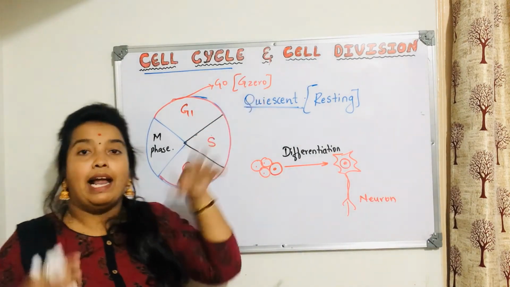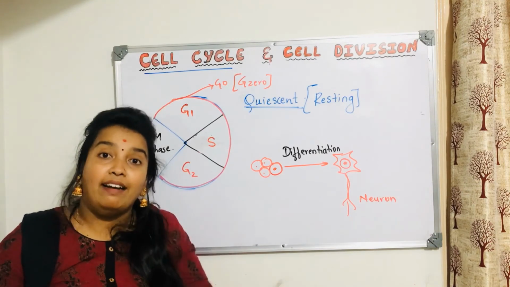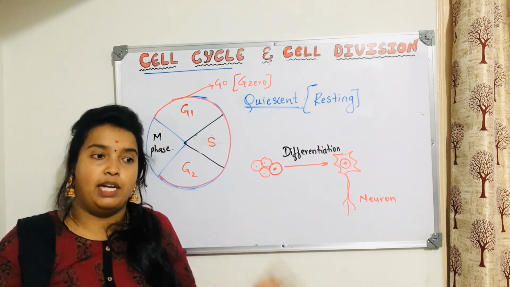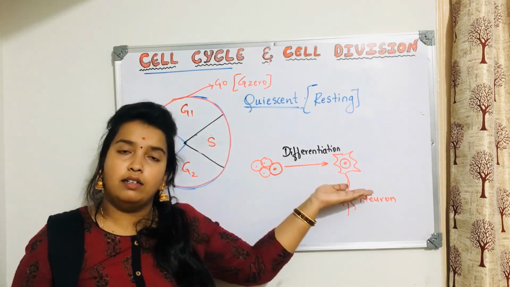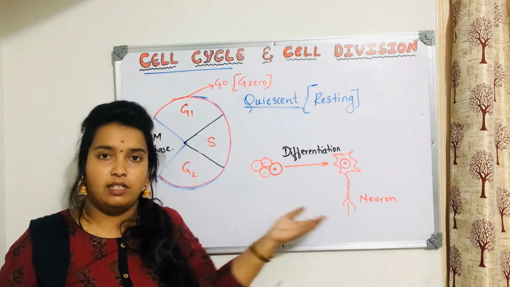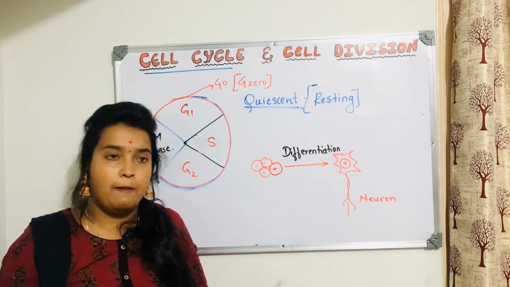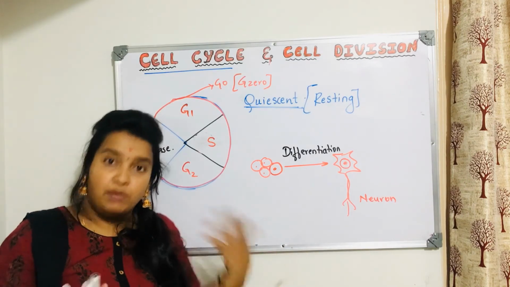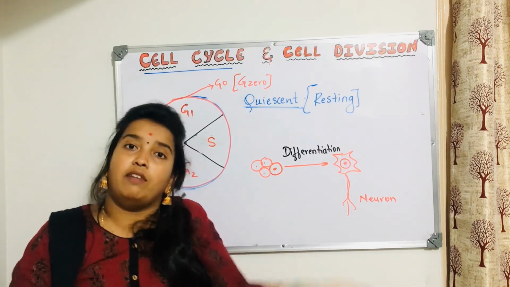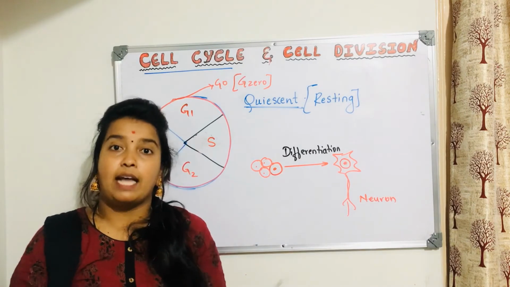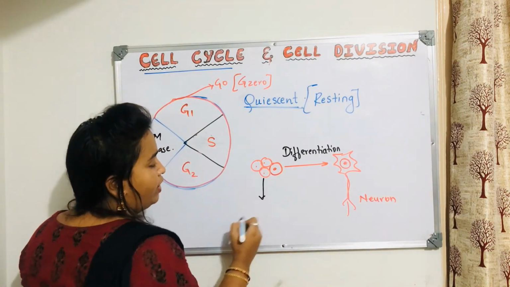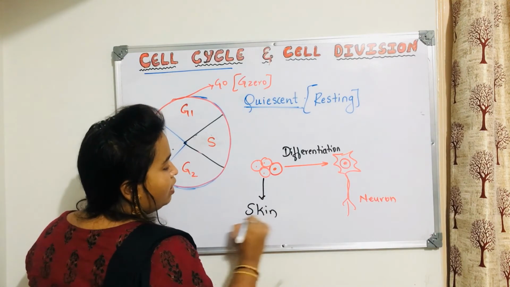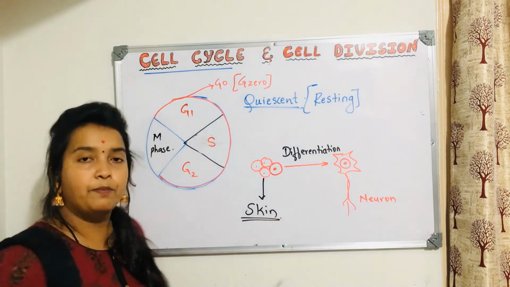The cells which will enter G0, it is not mandatory that after getting food or something it will come back. No. If it is differentiated, it will not come back. Once it is differentiated, some cells will not come back. Now some cells are there, even after differentiation, they will again divide. For example, skin cells. Now this particular cell has taken the function of skin. It has become a skin cell.